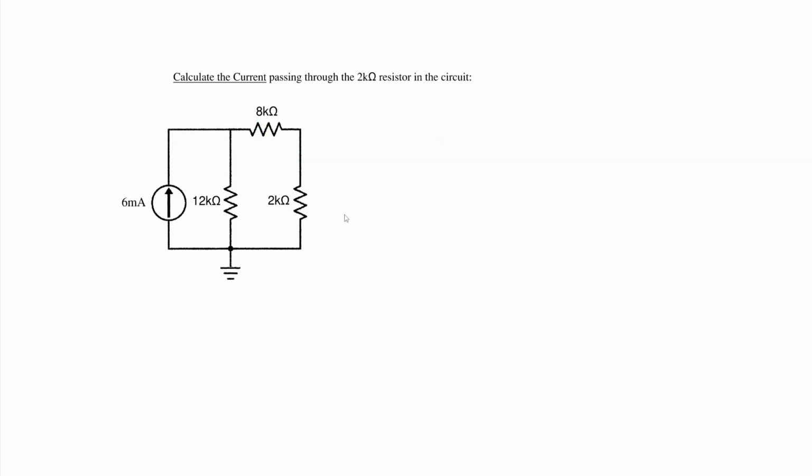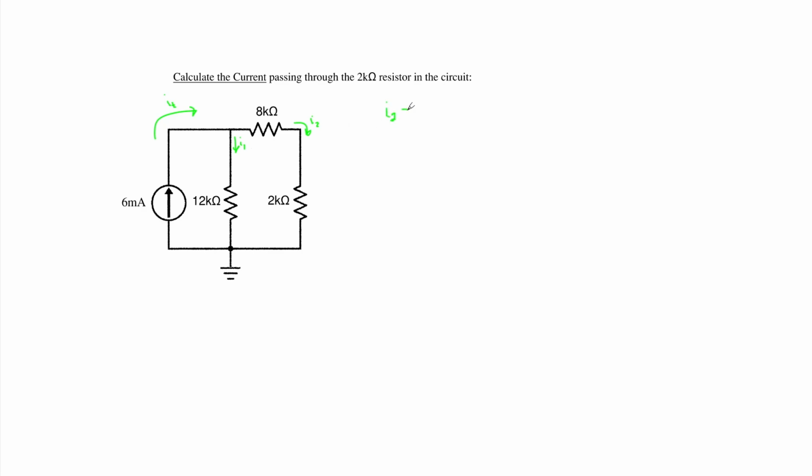For this problem, we are asked to calculate the current passing through the 2 kilo ohm resistor in the circuit. It is important to identify that the current flowing through the 2 kilo ohm resistor is also flowing through the 8 kilo ohm resistor, and that this circuit is a current divider problem. So let's solve. Labeling our source current as IT and our branch currents as I1 and I2. The equation for solving this is as follows.